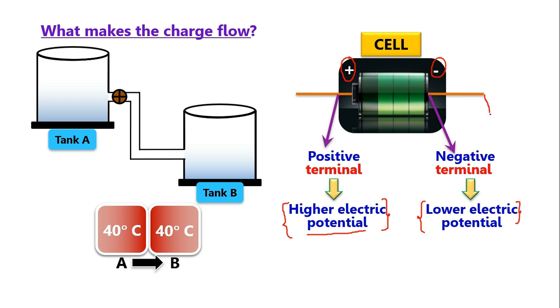When these two are connected to any device, the flow of electric potential takes place from higher potential to lower potential automatically. The difference between the higher electric potential and the lower electric potential is nothing but what we call potential difference. Is it clear?